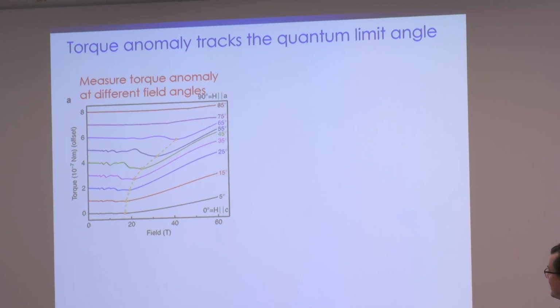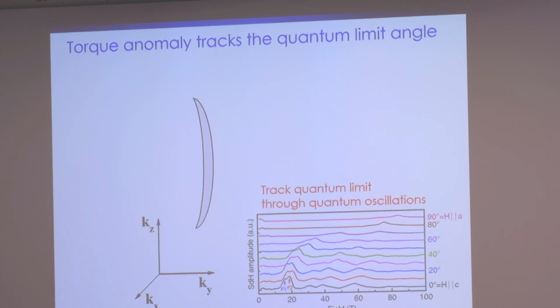So this particular magnetic anomaly in the torque now depends on how you apply the magnetic field with respect to the crystal. If you apply it at a very low angle, meaning along the crystallographic C direction, it happens at very low fields, 18 Tesla. And then as you tilt it to higher angles, this anomaly that you can clearly trace, quantum oscillations stop, and boom, magnetization explodes. It goes to higher and higher magnetic fields. All right?